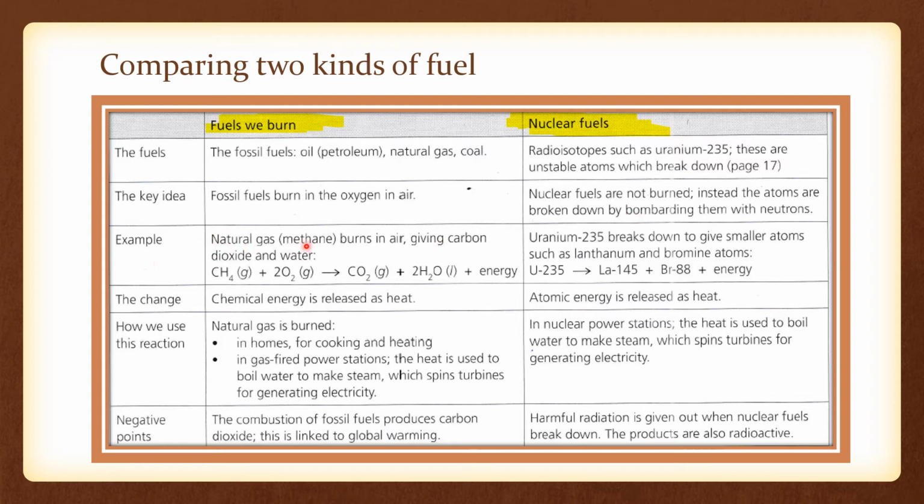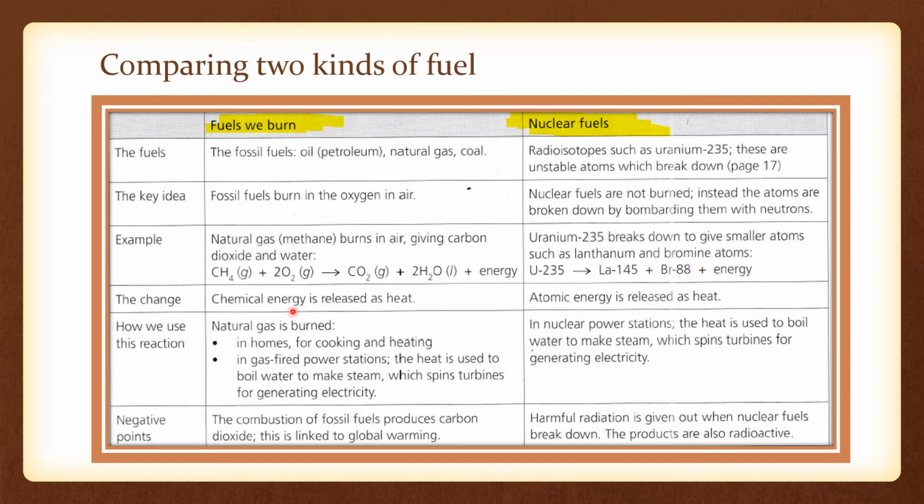Example: natural gas, methane, CH4, burns in air giving carbon dioxide and water. This is an example of complete combustion, because it produces carbon dioxide. If the reaction is incomplete combustion, it will produce carbon monoxide instead of carbon dioxide, and it also produces the byproduct water and energy. For nuclear fuels, uranium-235 breaks down to give smaller atoms such as lanthanum and bromine atoms. For this one we use neutron projection or bombardment of neutrons.